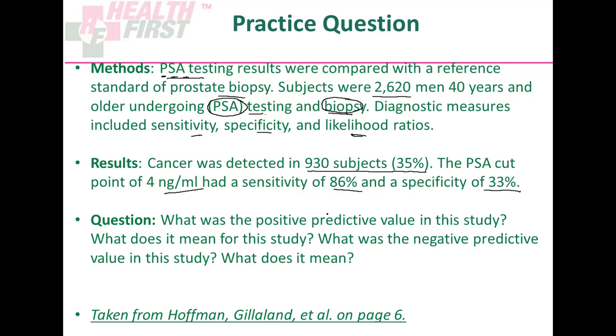So the question goes, what was the positive predictive value? And of course, what does that mean for this study? And what was the negative predictive value in this study? And what does it mean? So note that we are told that there were 930 men with confirmed prostate cancer. So this is the column total for cancer, right?